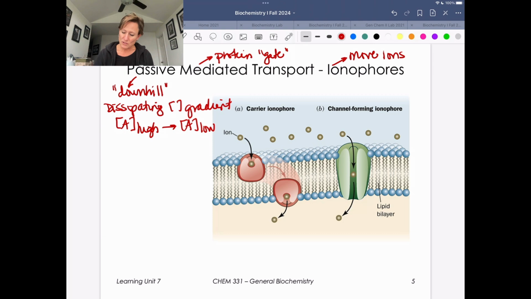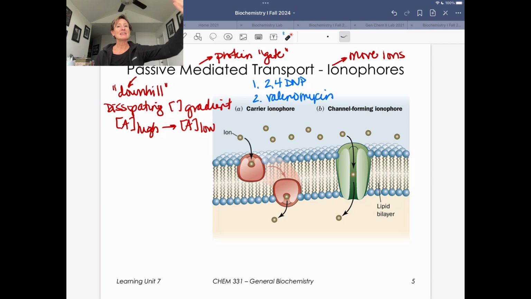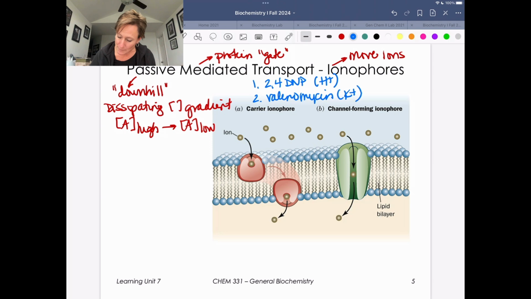So we're going to learn about two different carrier ionophores. We're going to be learning about the drug 2,4-dinitrophenol, and we'll get to that on the next slide here. But we're also going to be learning about an antibiotic that's called valinomycin. Both of these have properties that allow them to pick up an ion on the high concentration side. Their physical properties then allow them to diffuse through the lipid bilayer, and then they can dump the ion out on the other side. Highlighting that when we're talking about 2,4-dinitrophenol, the ion is going to be protons. When we're talking about valinomycin, the ion is going to be potassium.